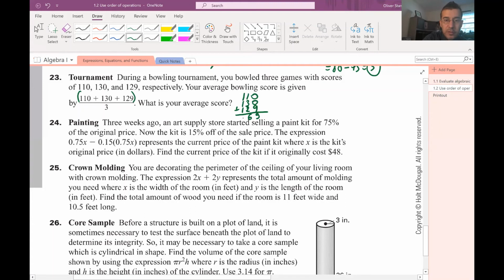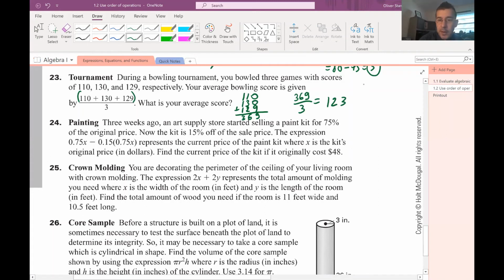1 plus 1 plus 1 is 3. 369, so 369 divided by 3. 9 divided by 3 is 3. 6 divided by 3 is 2. 3 divided by 3 is 1. 123 is the average score per game.